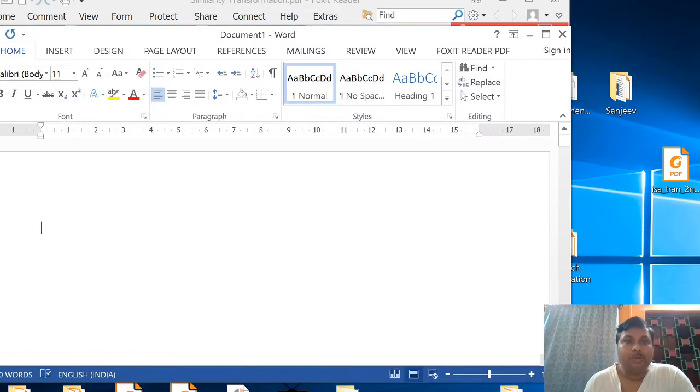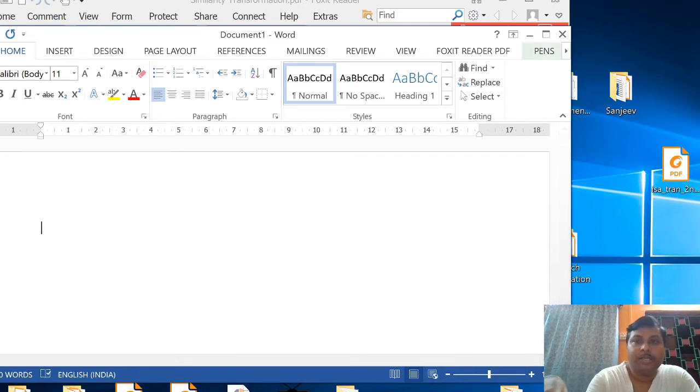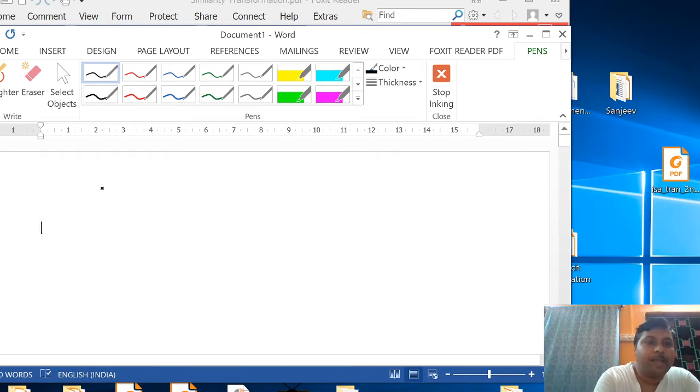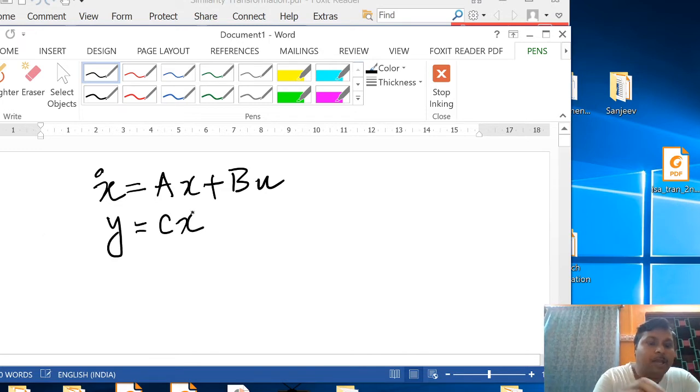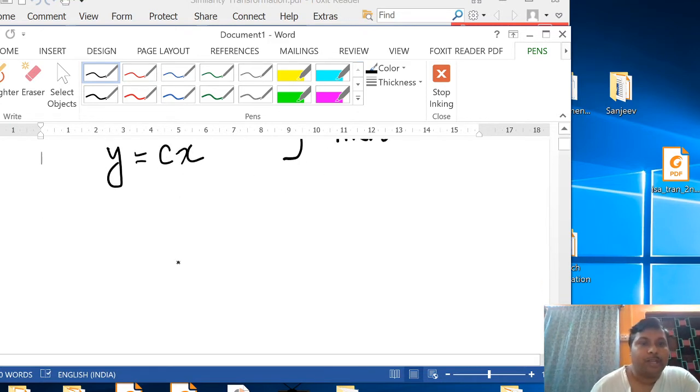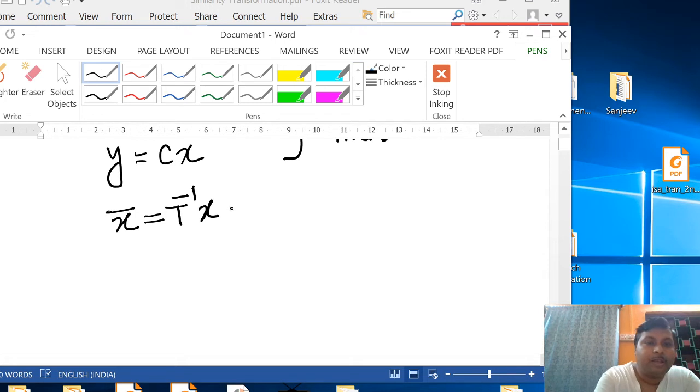Just to remind you what similarity transformation is, you can understand it like this. We have a realization x dot equal to Ax plus Bu, and the output equation y equal to Cx. Now we want to create another realization from this given realization. So this realization is given to you, and we want to transform this system to a new coordinate where x and x bar will be related like this: x bar will be related with the old coordinate by T inverse of x, where T is known as the transformation matrix.